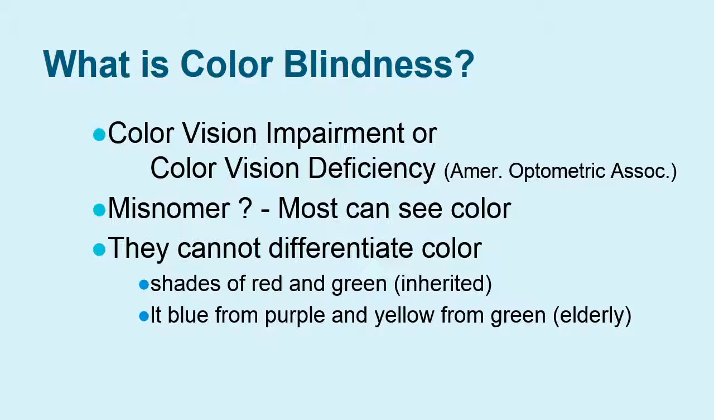And where we have our greatest difficulty for those that suffer from this, if you're talking about congenital or inherited color blindness, then it's just those folks have trouble distinguishing between shades of red and green. For the elderly, where you have a yellowing of the lens, they have trouble distinguishing light blue from purple and yellow from green and yellow-green.